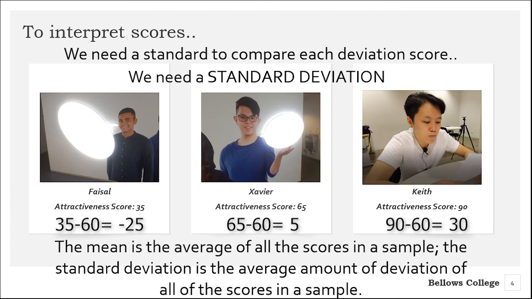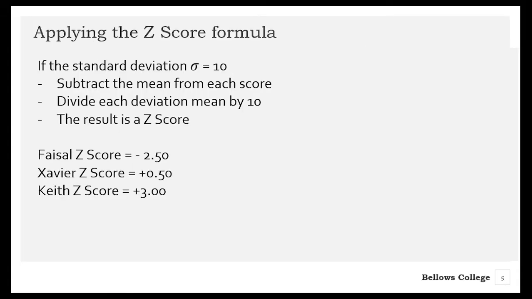Just like how the mean is the average of all the scores in a sample, the standard deviation is the average amount of deviation of all the scores in a sample. The standard deviation is able to tell us whether the original deviation score is large or not. Suppose that we find that the standard deviation for this test is 10. With this information, we can divide each deviation score by 10 to compute a z-score.